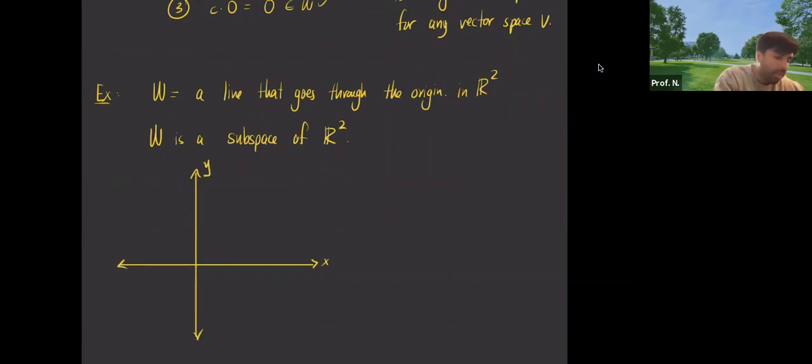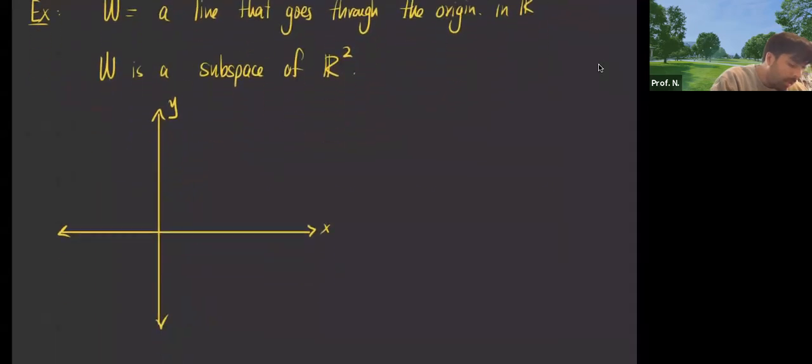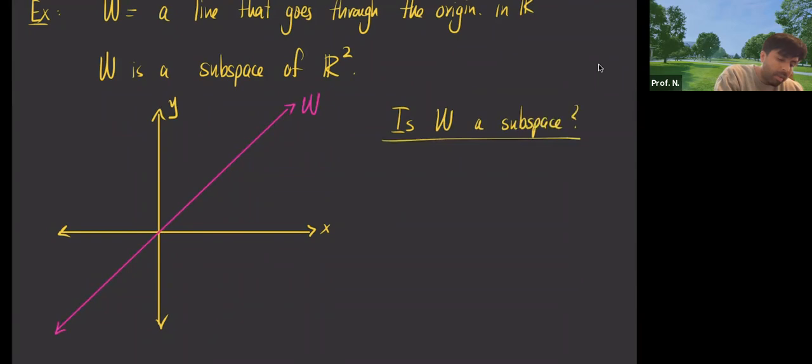Why is that? Well, if you take a line and it goes through the origin, first of all, does it contain the vector 0, 0? So I'm gonna call this W, right? So is W a subspace? How do we determine that? Well, the first thing is, is 0 in W? Well, the 0 vector is right in the middle, and this line W goes through the origin. So obviously, yes, this holds.